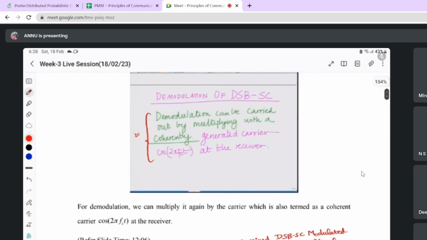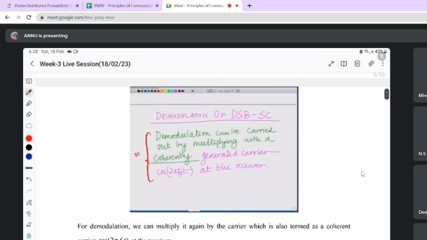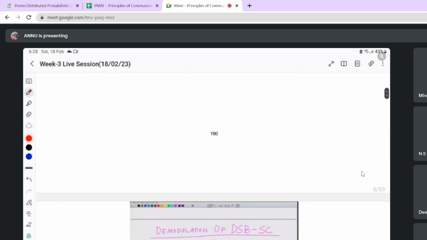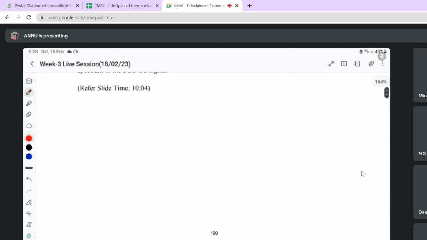Now sir has turned to the demodulation of the DSB-SC signal because it is very important. Modulation has not been covered, so no issue. But demodulation can be carried out by multiplying with a coherently generated carrier at the receiver. I'll tell you one thing about how to remember this: you have to remember how the modulation happens.